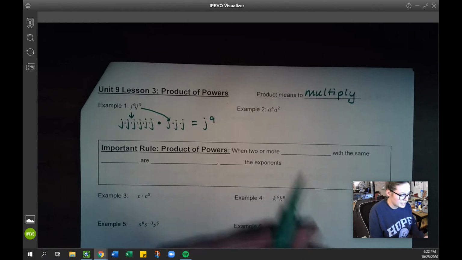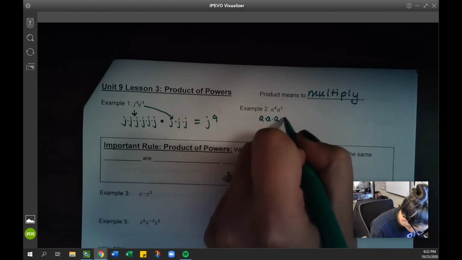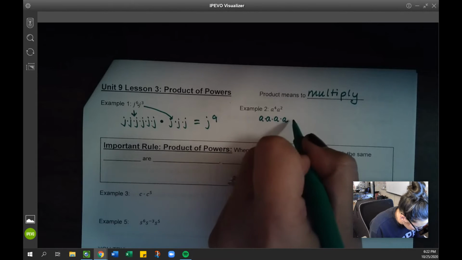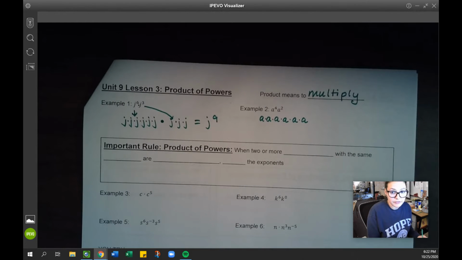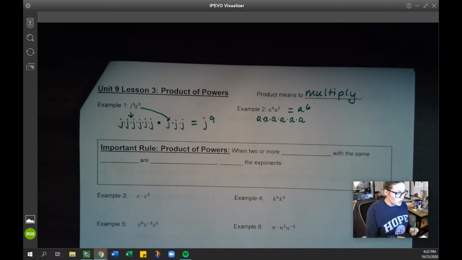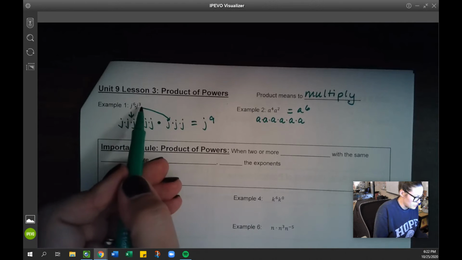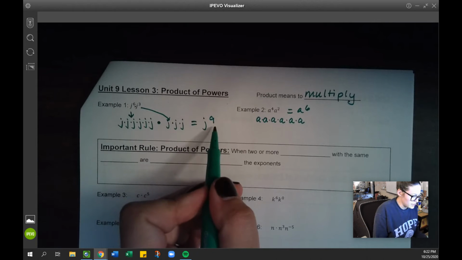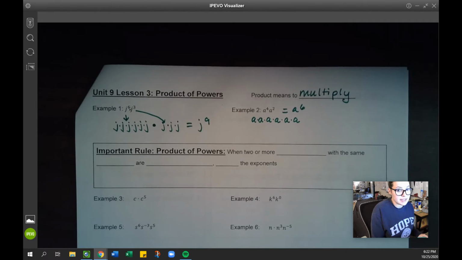All right, same idea here. A to the 4th is a times a times a times a times 2 more a's. Well, that gives me a to the 6th. So can you see the pattern here? J to the 6th times j cubed gives me j to the 9th. A to the 4th times a squared gives me a to the 6th.